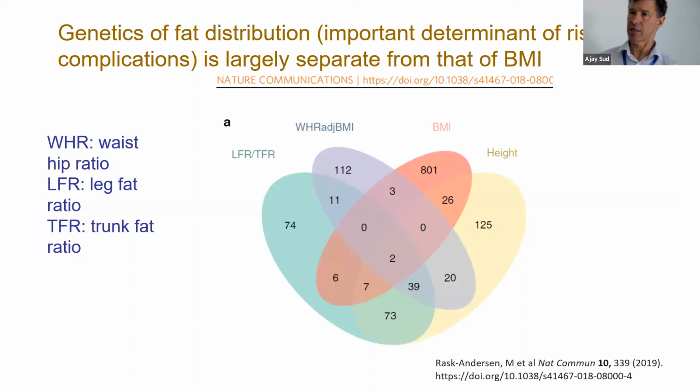And this is just the data showing the genetics of fat distribution, a different study here. If you look at waist-hip ratio and genetics of BMI, you can see that the BMI genetics are quite strongly related. But if you start looking at the fat ratios, they're completely different. These are almost completely separate groups. So you have to not just think about the genetics of BMI, but also about the genetics of fat distribution.